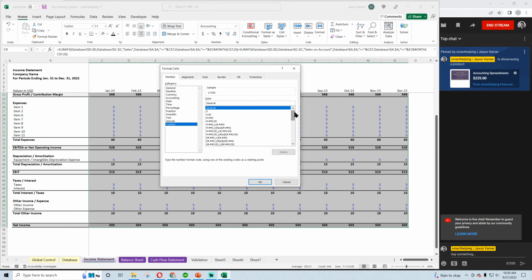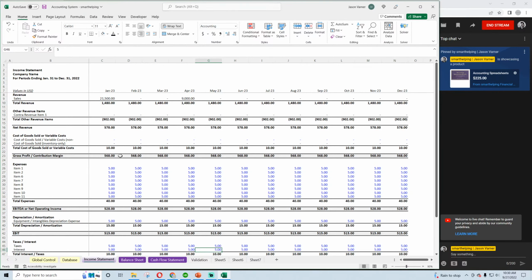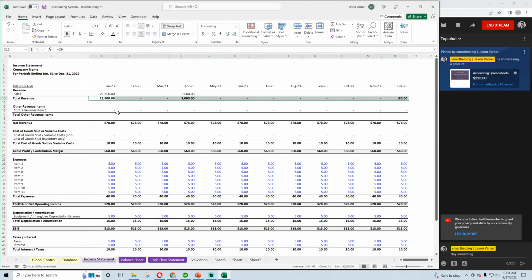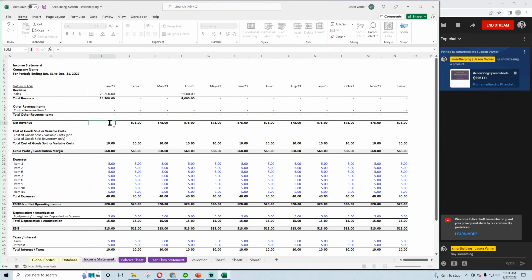And I think this is the easiest way to build the accounting system: do one line item at a time. So right now we're doing sales, and anything that is related to sales, we'll also have to do contra sales items. Let's see. That's that. That's that. Now this will come through as a negative. These are zeroed.